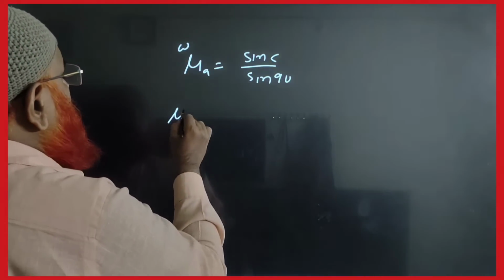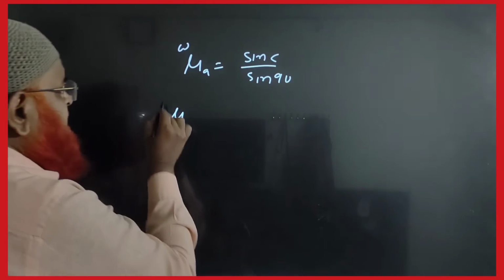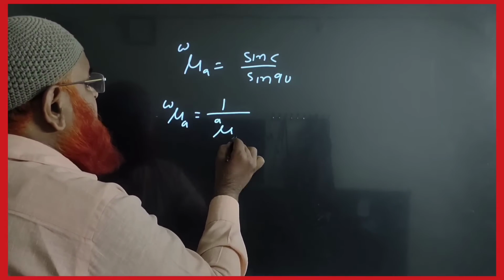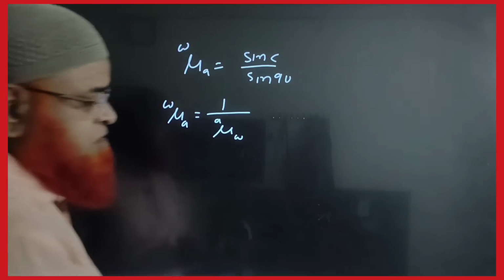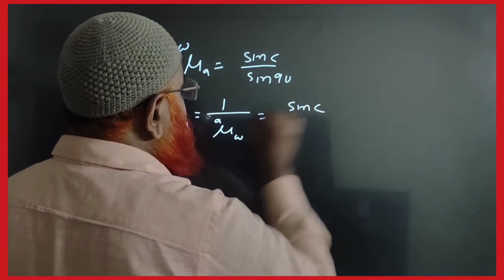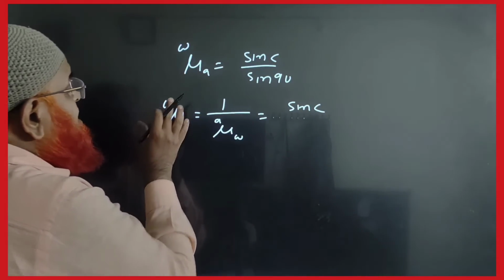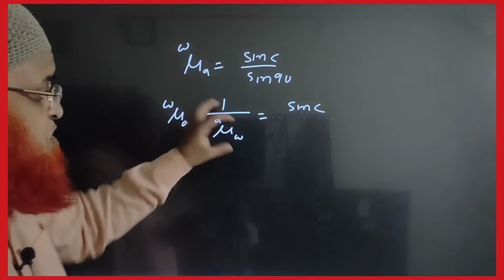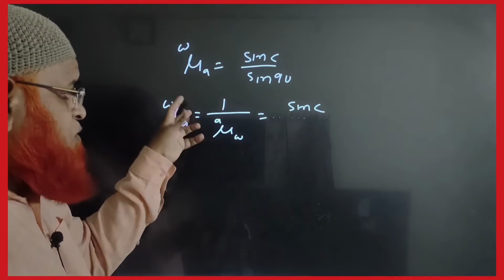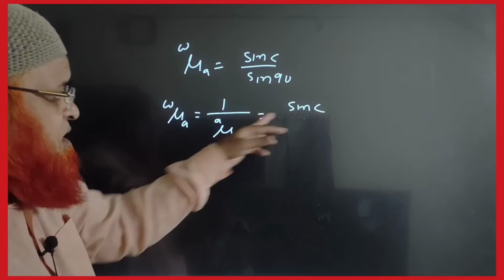Sine 90 is 1. But if you want to change superscript and subscript, then what do you have to do? The refractive index of water with respect to air is nothing but 1 by the refractive index of air with respect to water. Is it understood? Then what will you get? This is sine C. So I am converting the ordinary refractive index into the absolute refractive index. If I want the subscript to be superscript and the superscript to be subscript, I have to take the reciprocal. So I have taken the reciprocal, now it is sine C.